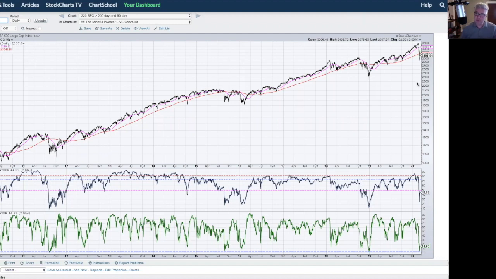It's a 10-year chart of the S&P, but at the bottom we have two key breadth measures. The first is the percent of stocks in the S&P 500 above their 200-day moving averages. At the bottom, it's the percent of S&P names above their 50-day moving averages. Here's why this is an important chart.